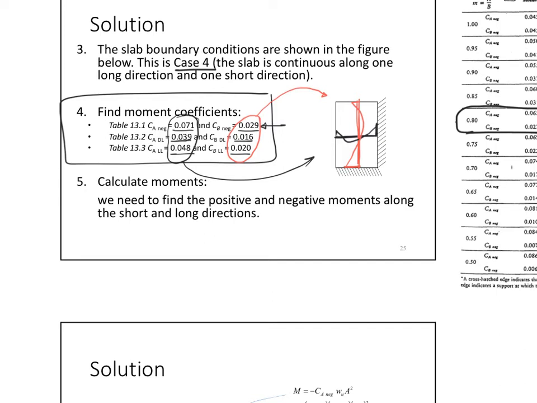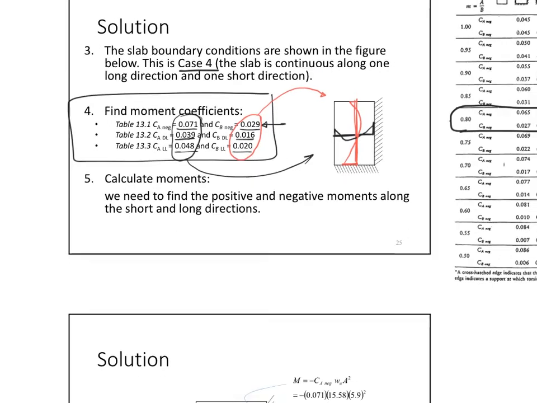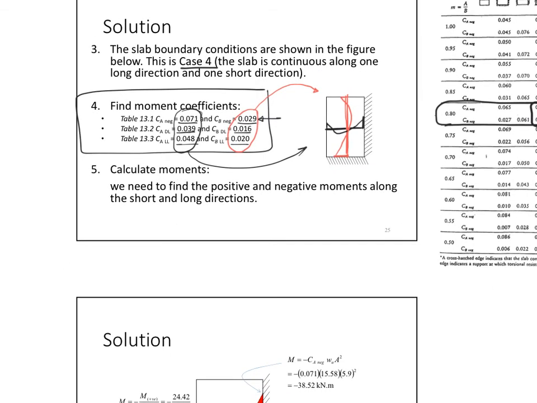It's as simple as this. We have three values to calculate in each side, and those three values are negative moment, positive moment, and then 1/3 of the positive moment to be placed as a negative moment. Then we calculate the moments. This is step number 5.